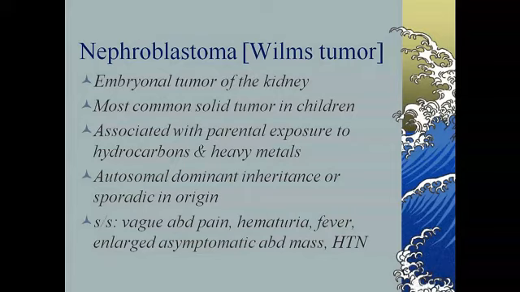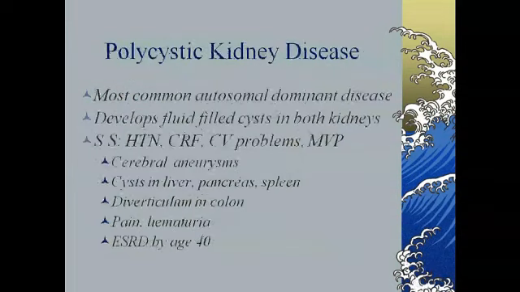So it's fairly easily remembered: kidney, nephro. Blast means they're immature cells. So it's made up of immature cells, that's why it's an embryonal tumor of the kidney. So basically they're present at birth and then not discovered until they're 2 or 3.